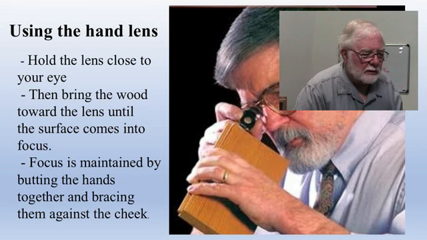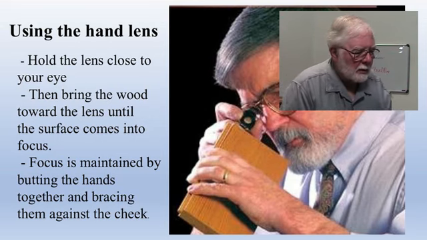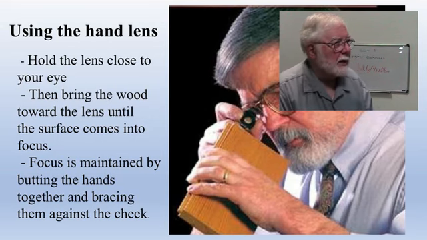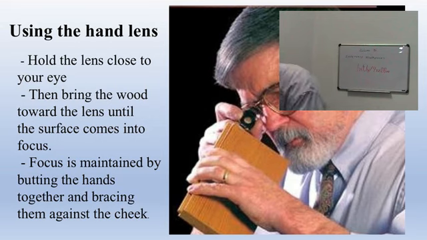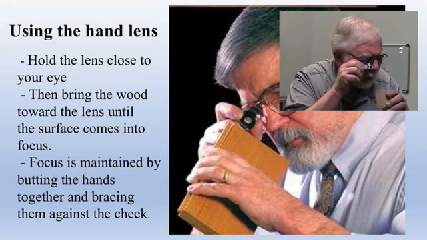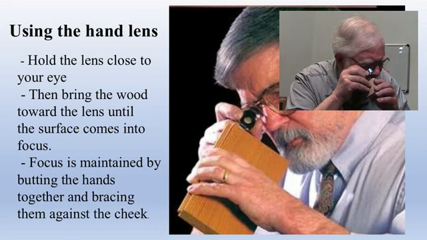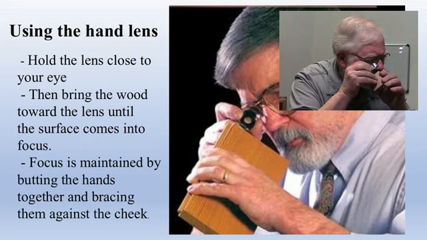And then to use a hand lens, you hold the lens up close to your eye, and then bring the wood to the lens until it comes in focus. And then you can hold your focus just by clamping your cheek and the lens and everything all together, and you can steady it.